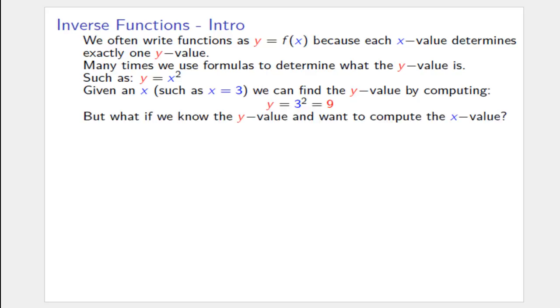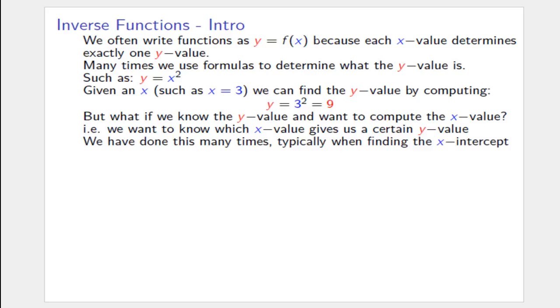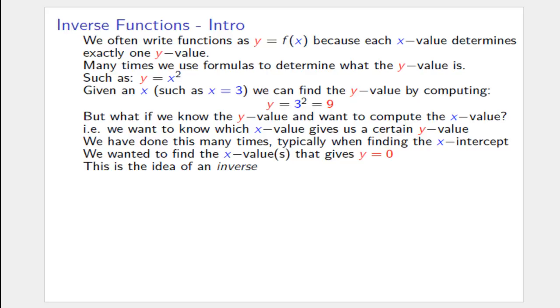But what if it's the other way around? What if we know the y value and want to compute the x value? In other words, we want to know which x value gives us a certain y value. Well, we have done this before many times, typically when finding the x-intercept. There, we wanted to find the x values that give y equals 0. This is the idea of an inverse.